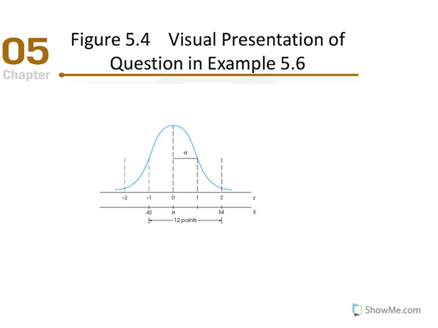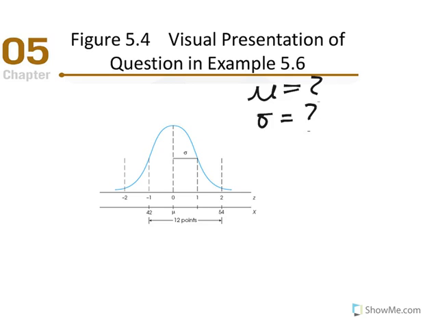Figure 5.4 can be found on page 131 of our text, and it's an illustration of the type of question that you may be posed with. Here we're looking at a distribution where the original mean is unknown, and we are not given the standard deviation either. But we are given some other information: some x values and their corresponding z values. With that information, we will be able to figure out the mean of this distribution in addition to the standard deviation.